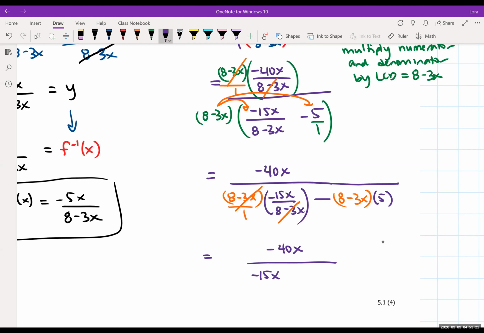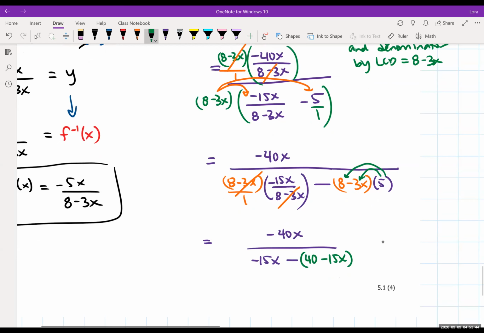And now what has to happen is we're going to distribute that 5 to the 8 minus 3x. And there's more than one way to do it. I'll just take a little time on this, keeping in mind that there is a minus sign in front of everything. So we have 5 times 8 is 40, and 5 times negative 3x is negative 15x.